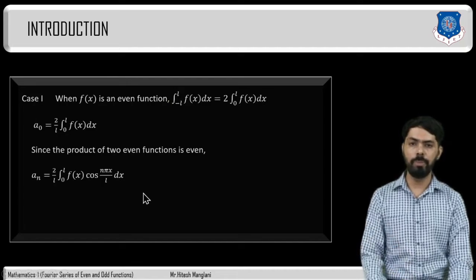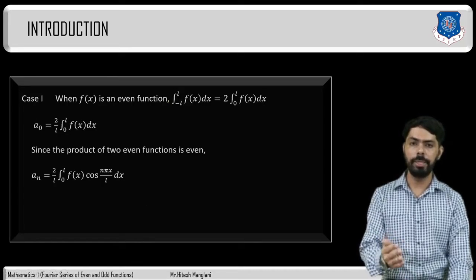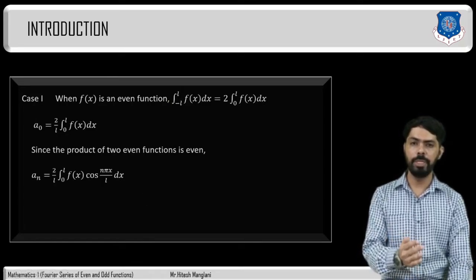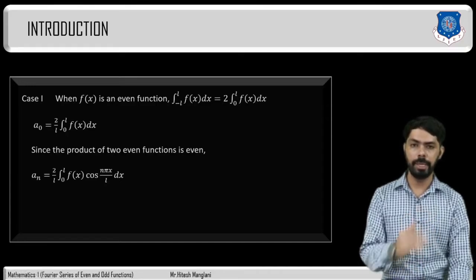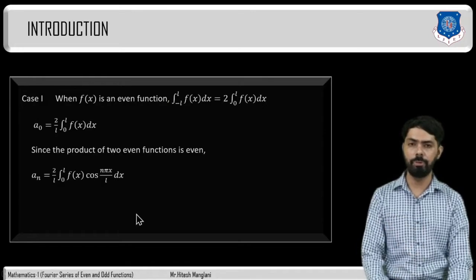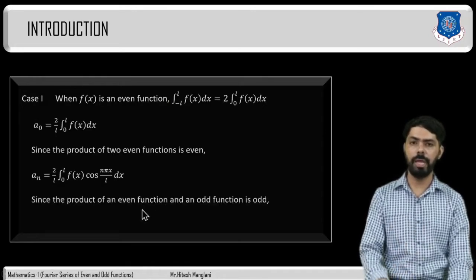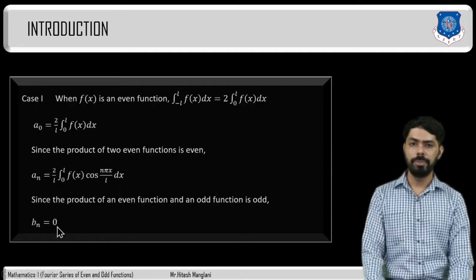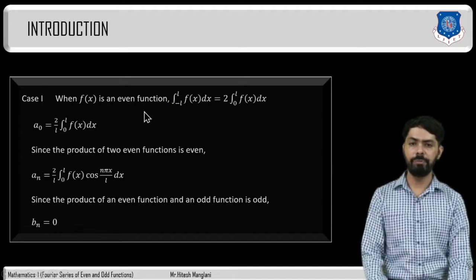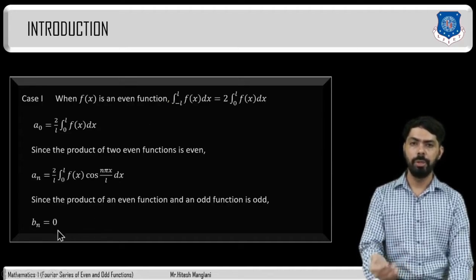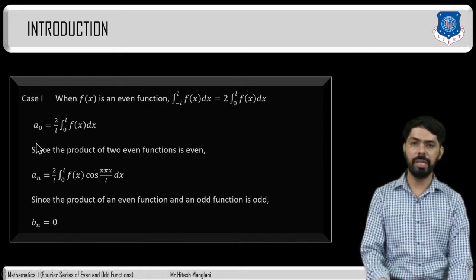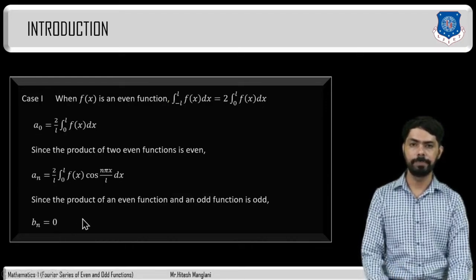Now, how to find bn in this case? We know the formula of bn, that is 1 divided by L integration minus L to L f of x into sin n pi x divided by L dx. And here f of x is an even function and we know that sin is an odd function. So the product of an even and an odd function is odd. Therefore, bn will be 0. So whenever the function is an even function, there is no need to find bn because bn is 0. We will find out a0 and an.